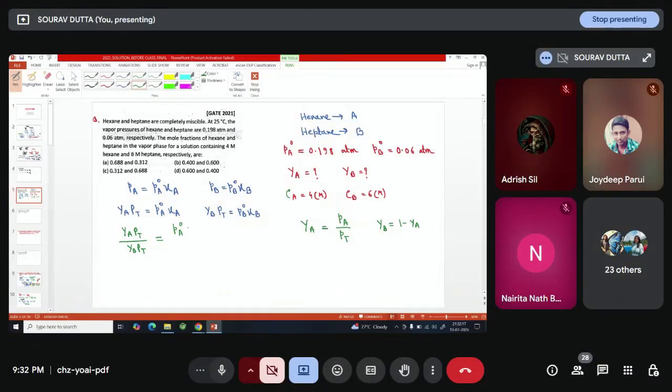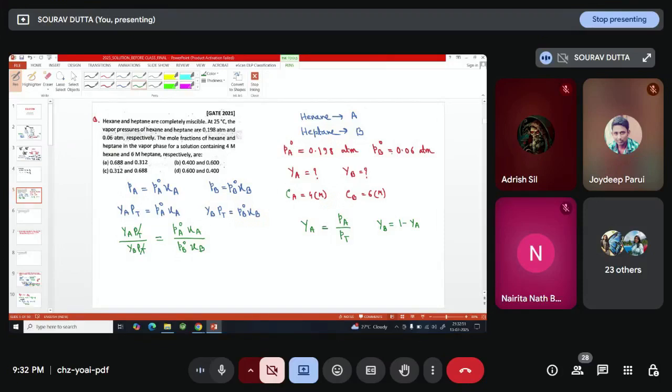PA naught XA divided by PB naught XB. You can cancel out PT. So YA by YB equals PA naught by PB naught times XA by XB. PA naught you know, PB naught you also know, but XA and XB you don't know, rather XA by XB, that is this ratio of mole fraction in the liquid phase, you don't know.